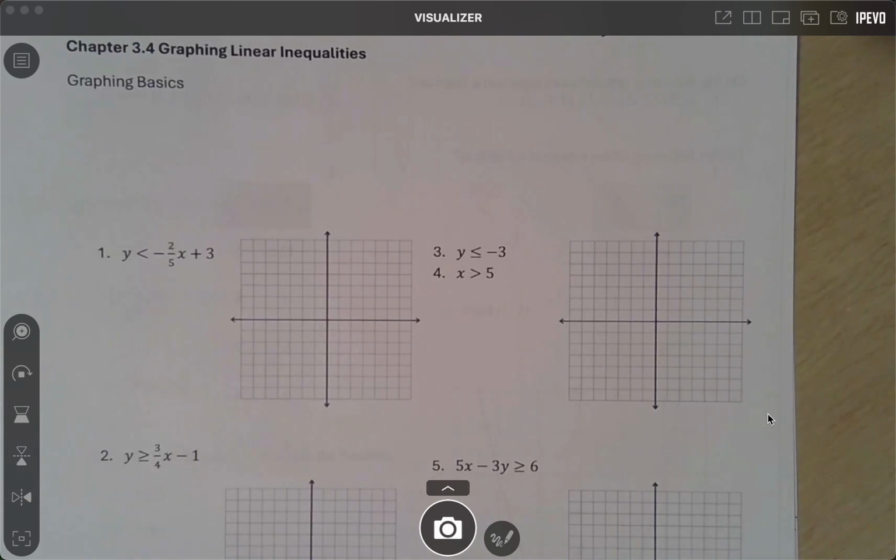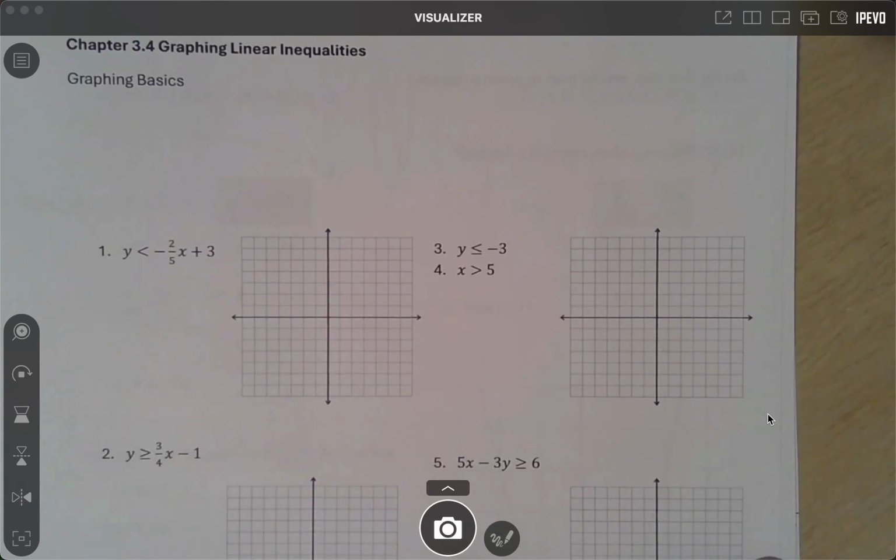Alright, so we're going to tackle 3.4 and 3.5. Both are very different, honestly, from what we were doing in the other sections of Chapter 3. And 3.5 is honestly just completely different, but here we go.